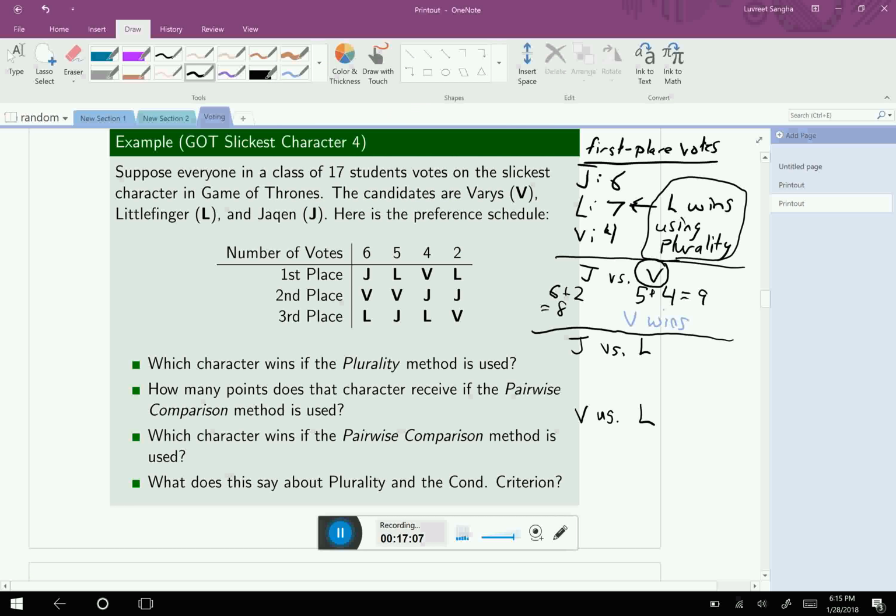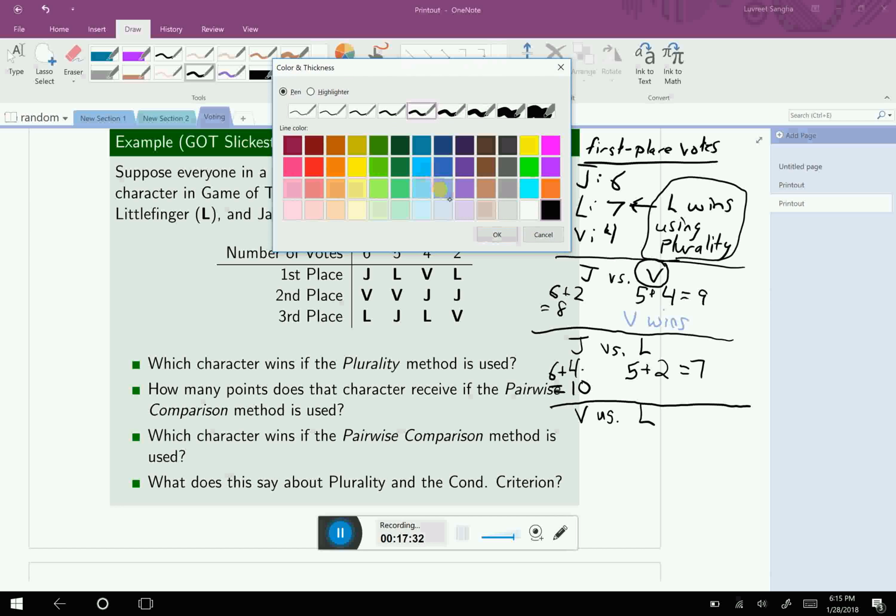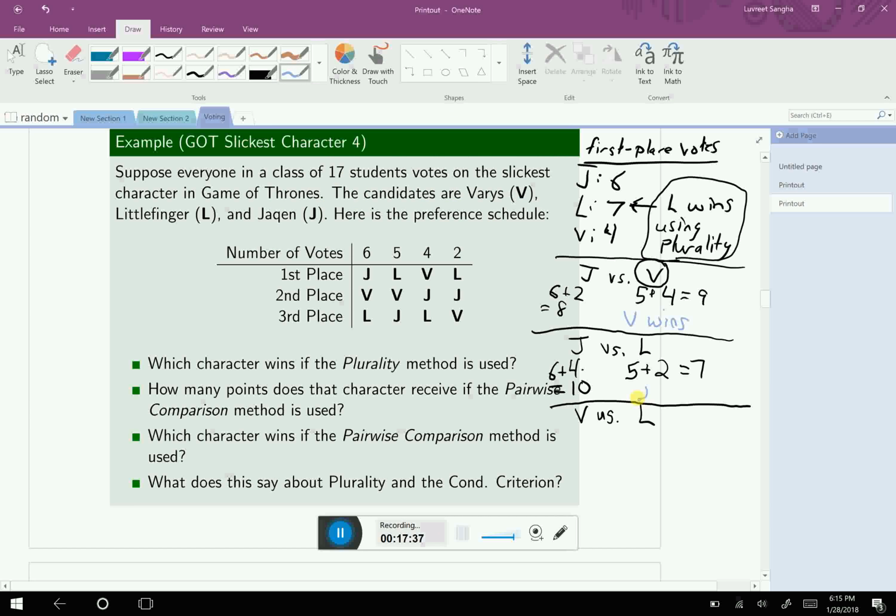Alright, so looking at J versus L, in the first column J is higher, so J gets those 6. In the second column L is higher, so L gets those 5. In the third column J is higher, so J gets those 4. And the last column L is higher, so L gets those 2. So overall L has 7, and J has 10. So here, J wins. So J wins this matchup. Whoops. Alright. So J wins that matchup.